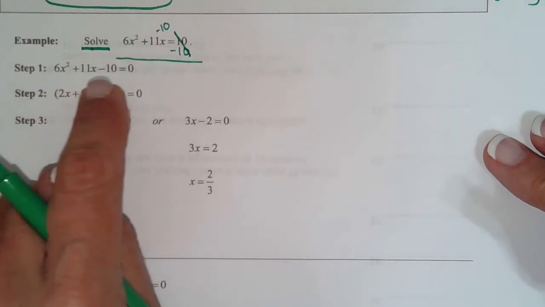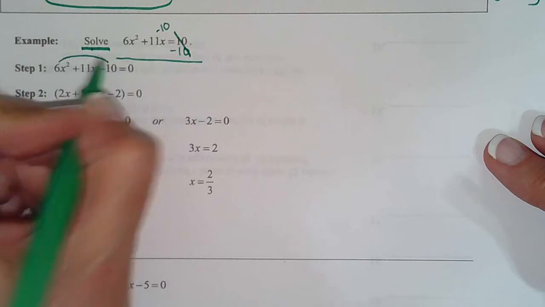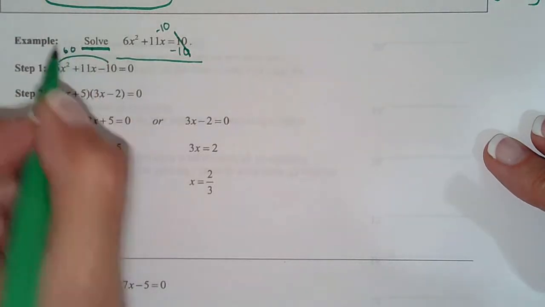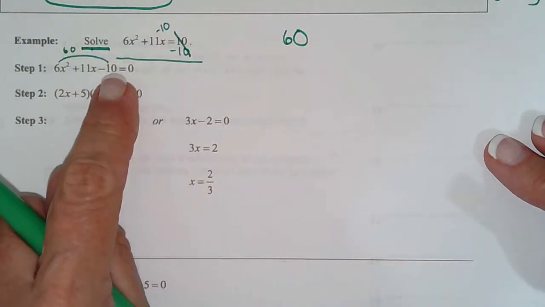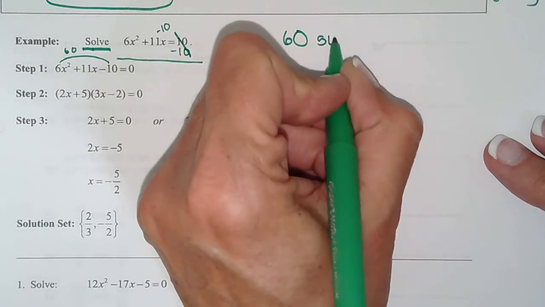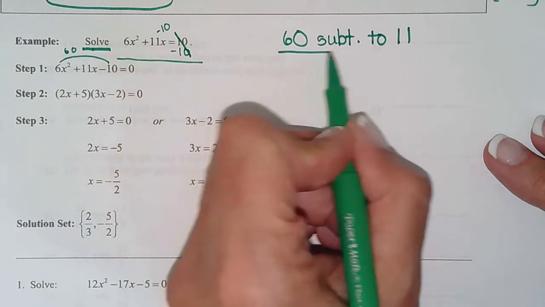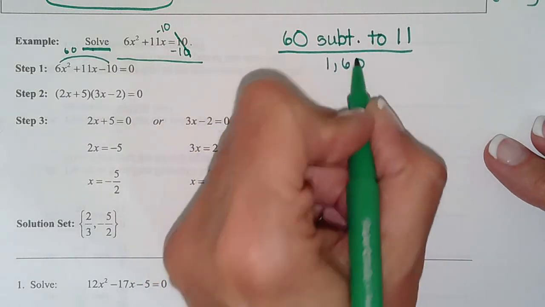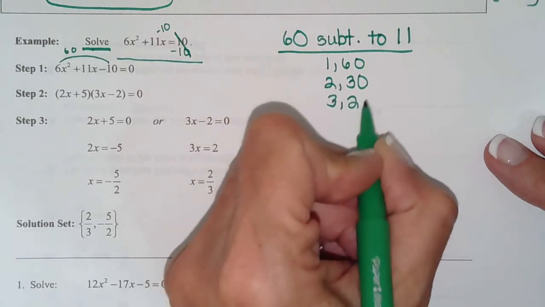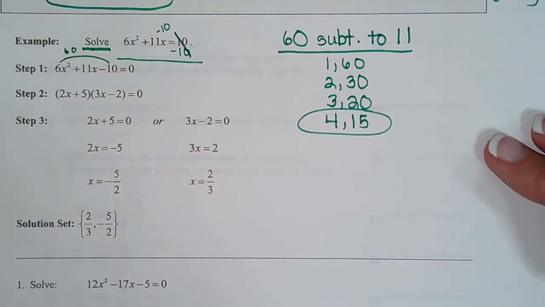Look for a GCF, which we've been trained. That's the first thing. There isn't one, so you can see this is going to be AC method because there's a number in front. So we're looking for factors of 60. Read the problem backwards. That's subtract to 11. So 1 and 60, nope, that doesn't subtract to 11. 2 and 30, nope. 3 and 20, that subtracts to 17. 4 and 15 it is.